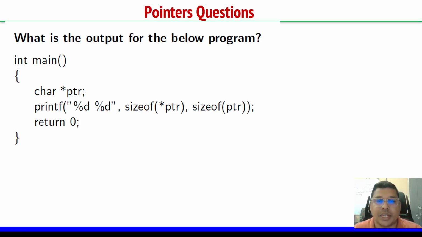Yes, please guess the answer of this question. char *ptr. I am asking what is sizeof(*ptr), and I am asking sizeof(ptr). What is the answer for this? Answer please, sizeof(*ptr) and sizeof(ptr).